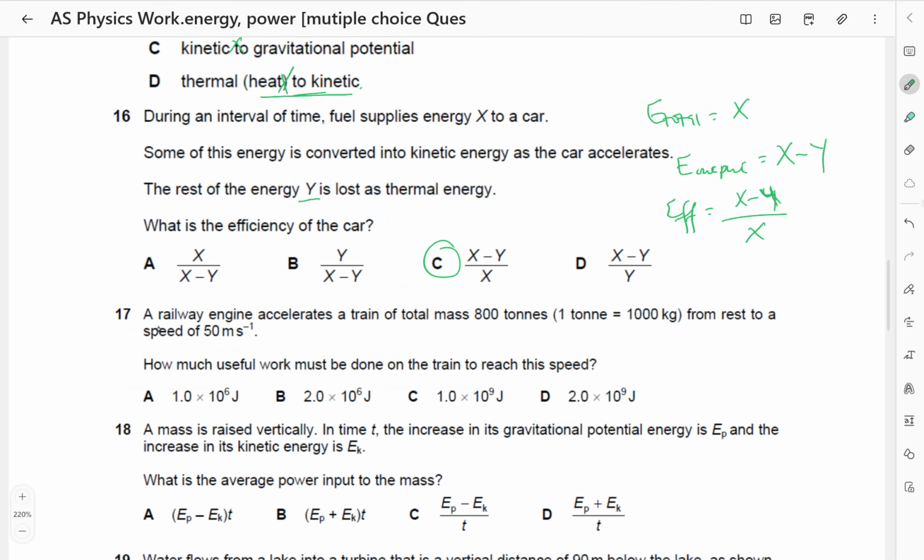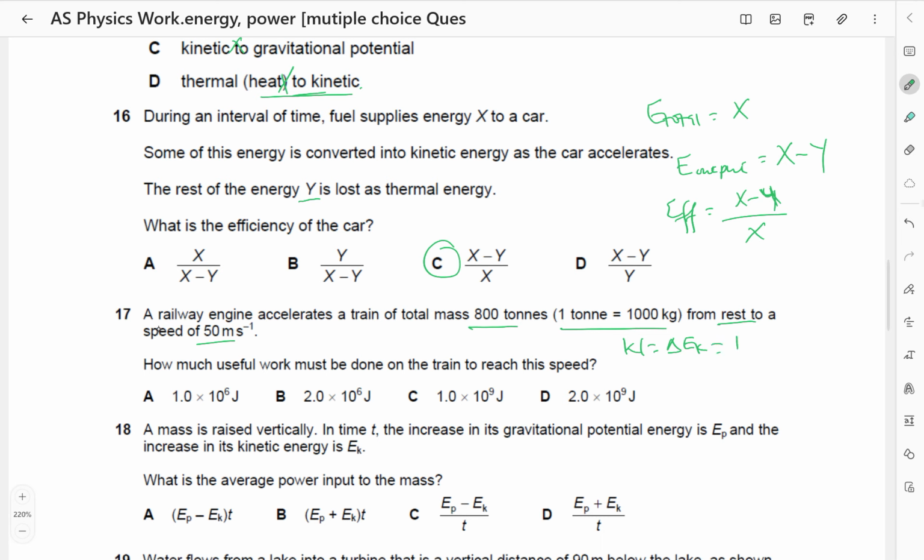A diesel engine accelerates a train of total mass 800 tons, where 1 ton is 1,000 kilograms, from rest to a speed of 50 meters per second. How much useful work must be done on the train to reach this speed? So we know that work done is equal to the change in kinetic energy. Remember, it starts from rest.